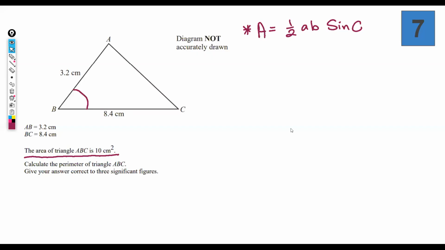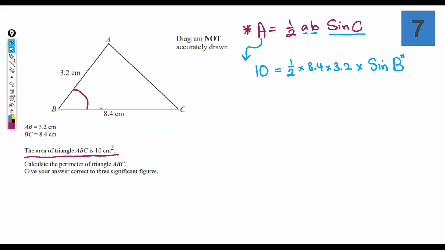All right, so if we use this formula, didn't the examiner give us the area? Isn't the area 10? A half. What are the lengths of the two sides? 8.4 and 3.2. 8.4 multiplied by 3.2, and we have to multiply by sine of the angle in between. Now, the angle in between today is B, so we just changed the C to B. How many people at least had that? You made the substitution correctly.